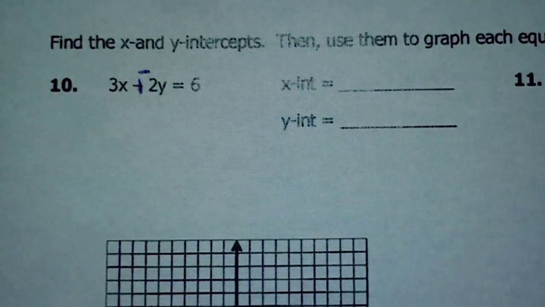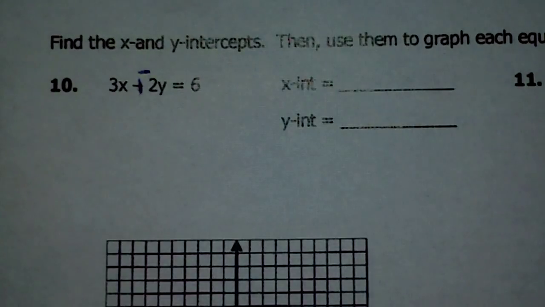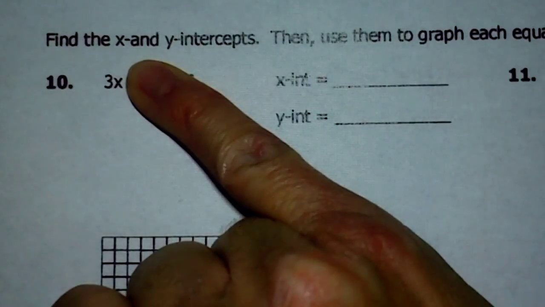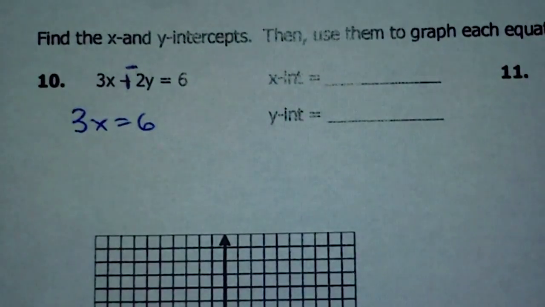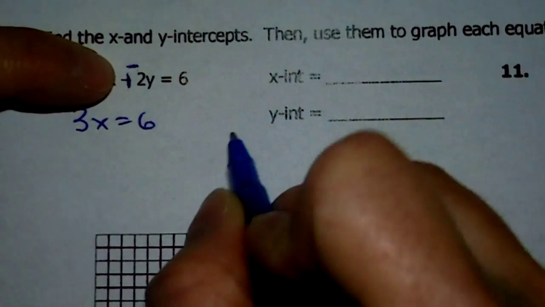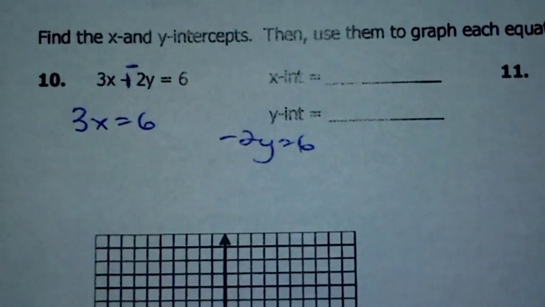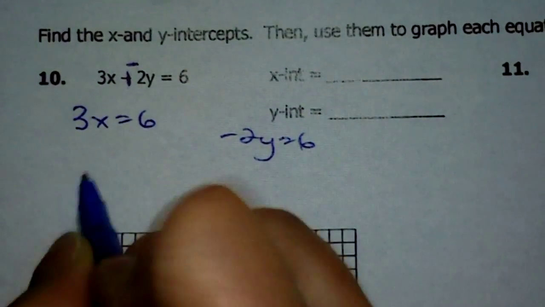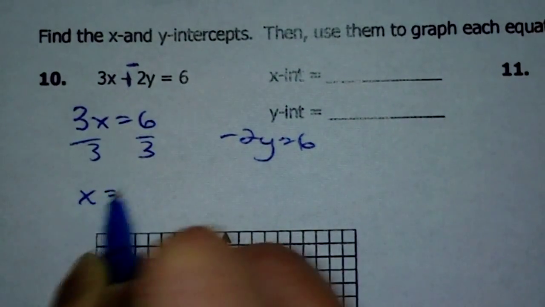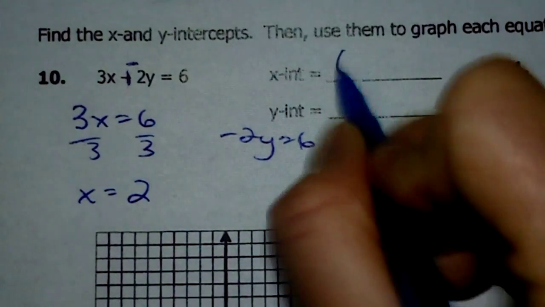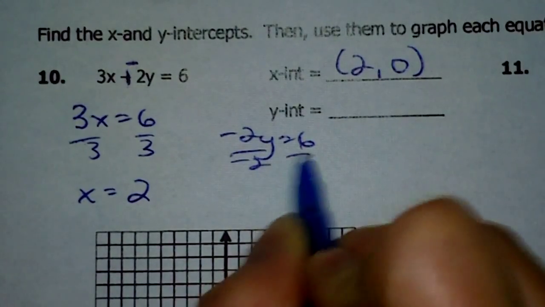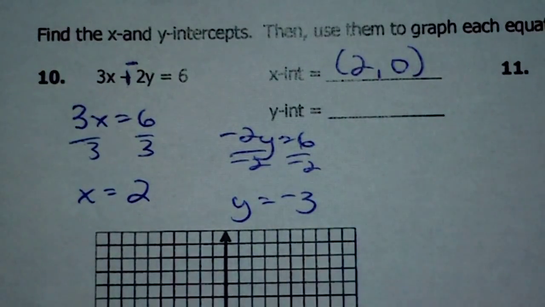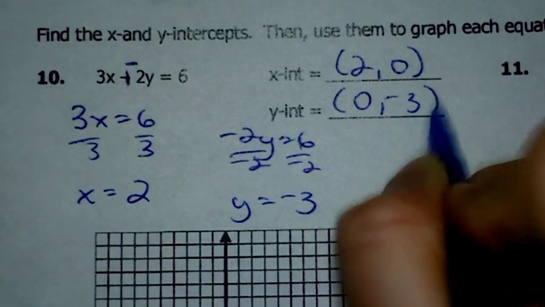When I ask you to find the intercepts, if I want to find the x-intercept, basically you're plugging in 0 for y. And I would have an equation that looks like this. And if you're finding the y-intercept, you'd plug in 0 for x, and you'd end up with an equation that looks like that. So basically, you just had to solve these little one-steps. Your x-intercept is 2, so that means 2, 0. Your y-intercept, after you divide by a negative 2, is negative 3, so that means 0, negative 3.